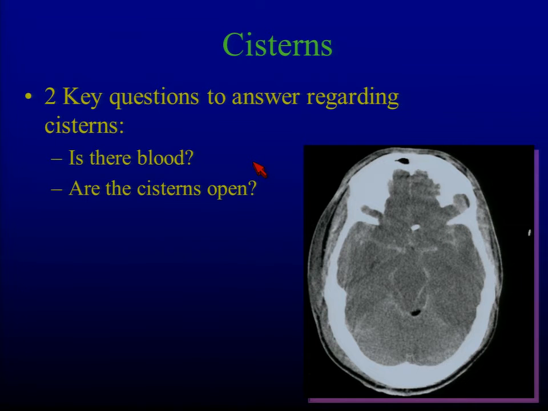So I go through and I look for blood. Then I go through, and as I teach the residents, I say, just make sure that those 4 cisterns don't have any blood in them specifically. Look in those 4 cisterns that we care about, and then just decide, are they open or closed?